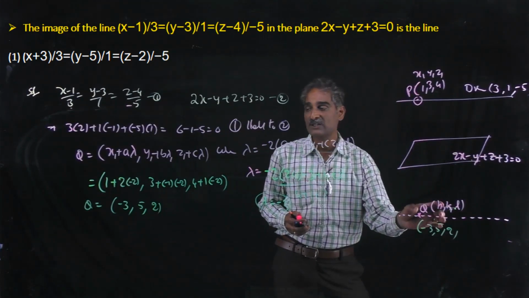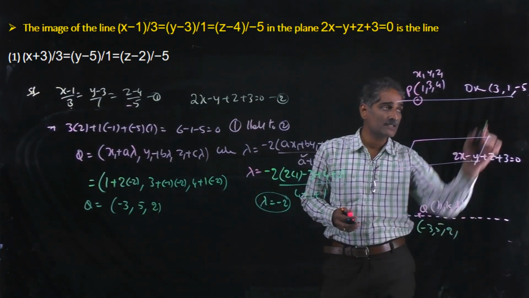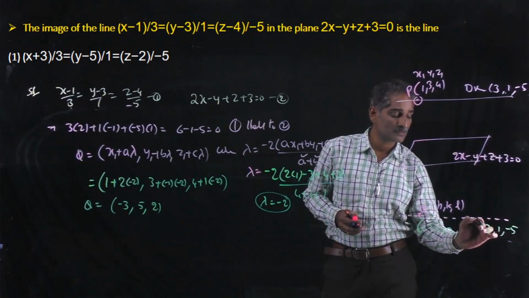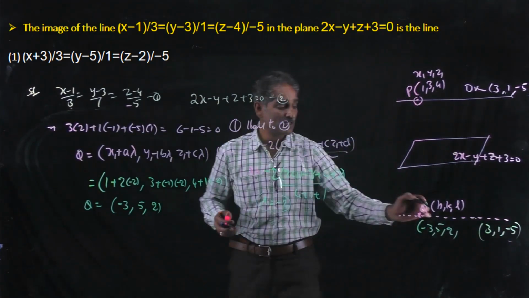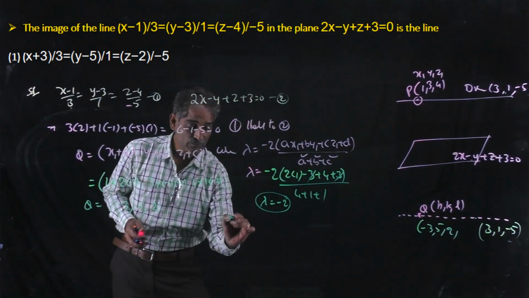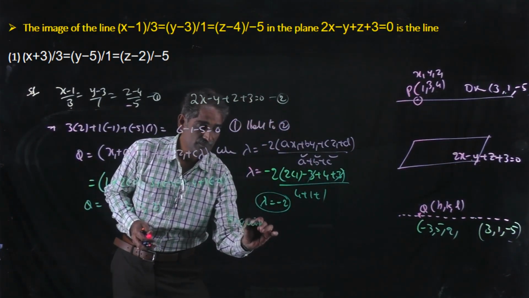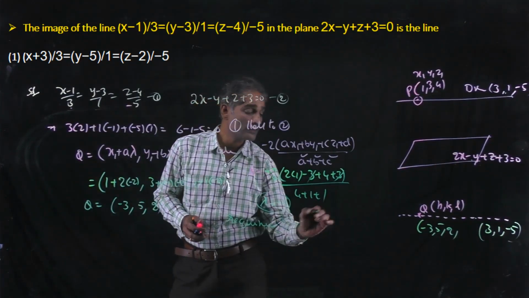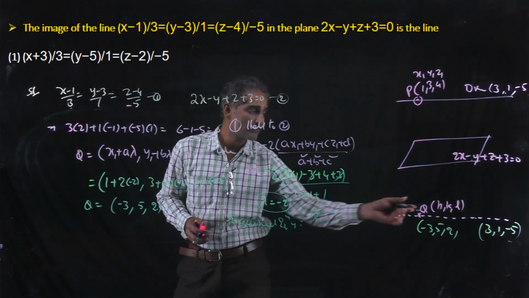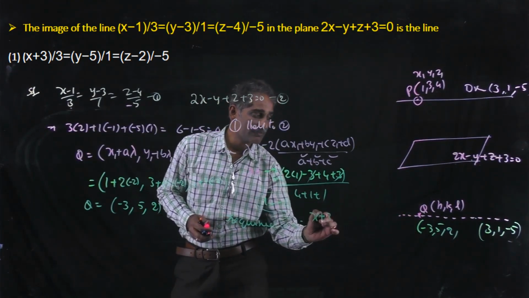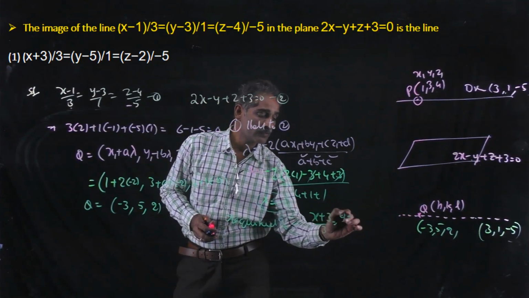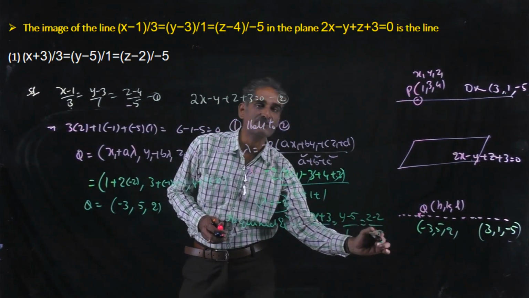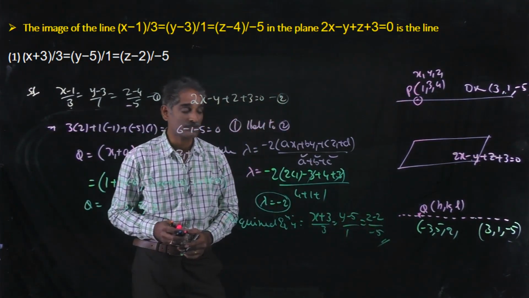This point lies on the line. The DRs of this line are the same as 3, 1, minus 5. These are the DRs. Now the required equation is x plus 3 by 3, y minus 5 by 1, z minus 2 by minus 5. This is the required equation.